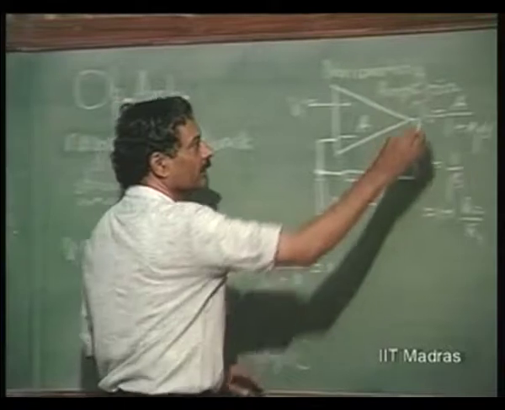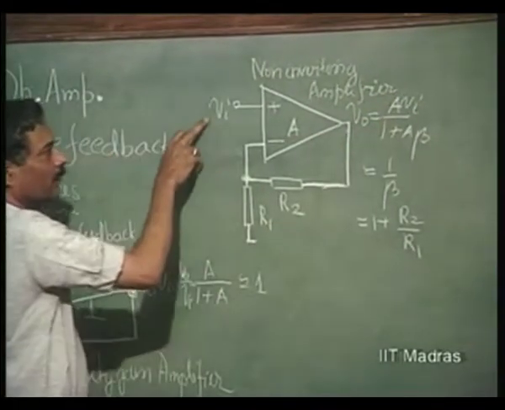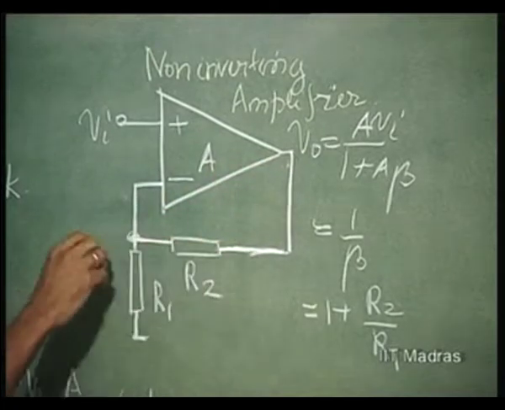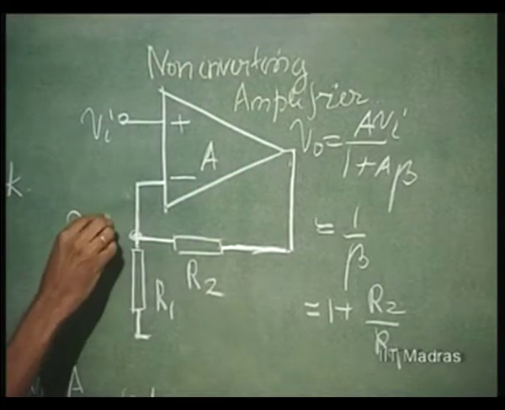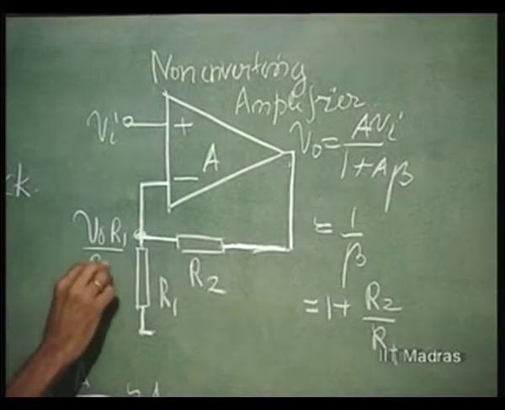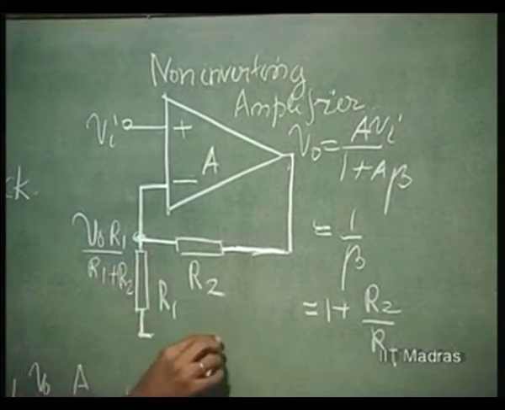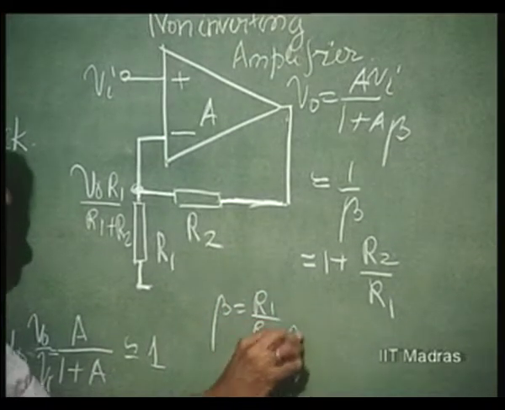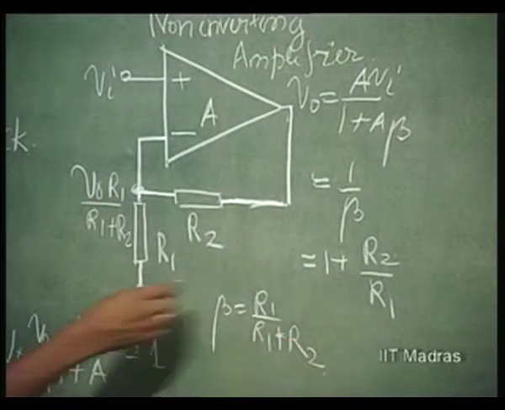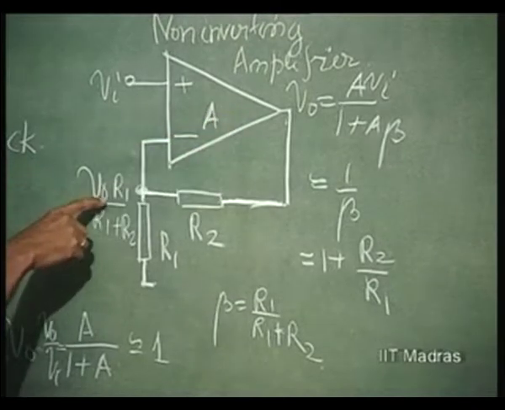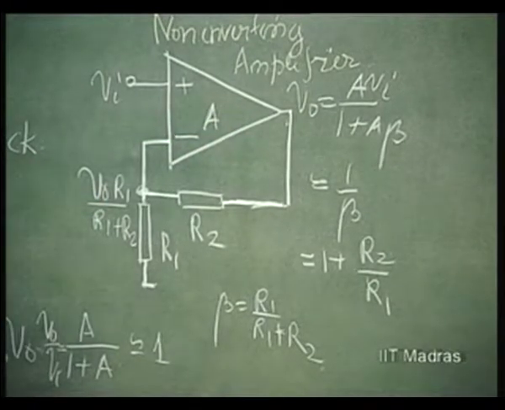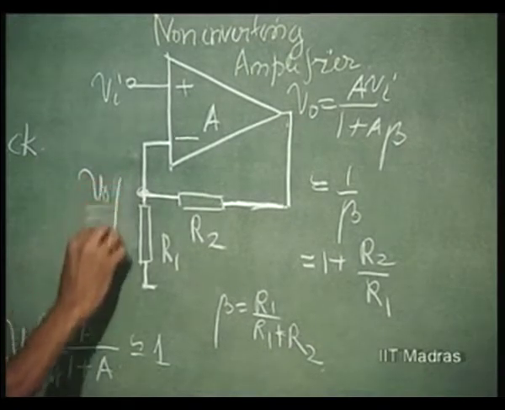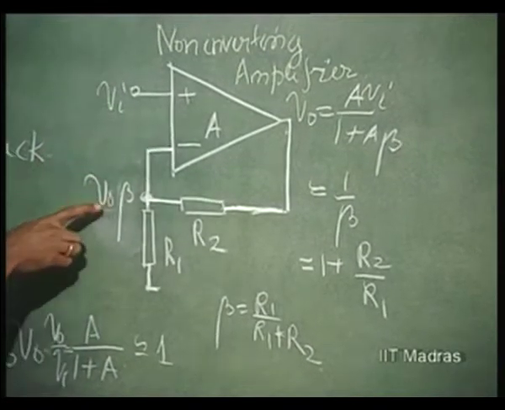Another one, where we sampled V naught. This was V naught into R1 by R1 plus R2, where beta was R1 by R1 plus R2. That is the definition. So, beta times V naught was fed back. Therefore, ultimately according to us, Vi should be equal to beta times V naught.